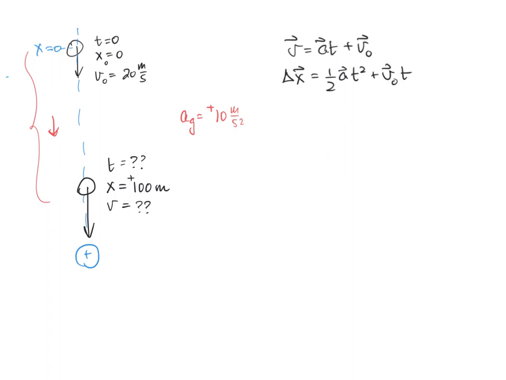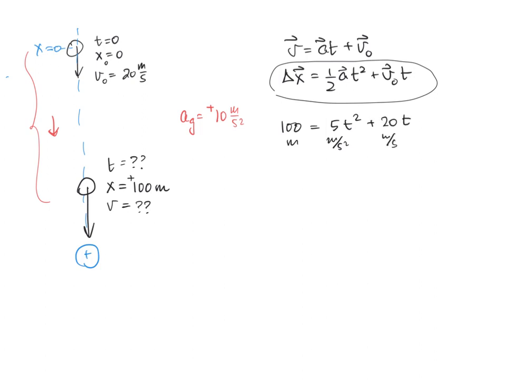So that being the case, I have to deal with this first. Okay, so plugging in numbers, I've got 100 meters equals 1/2 times the gravitational acceleration, which is 5 meters per second squared, times t squared, plus 20 meters per second times t. Okay, so this is a gross yucky polynomial, I can already tell.